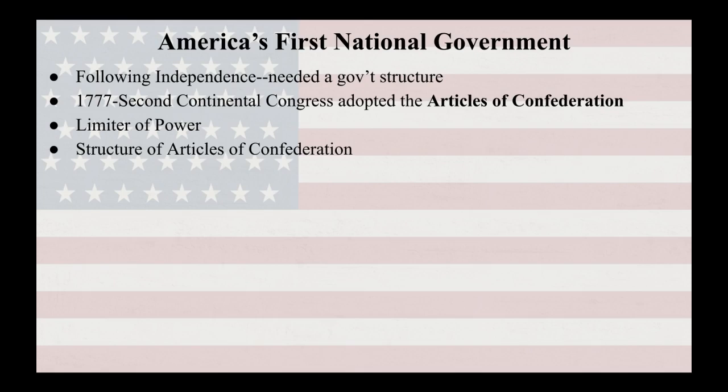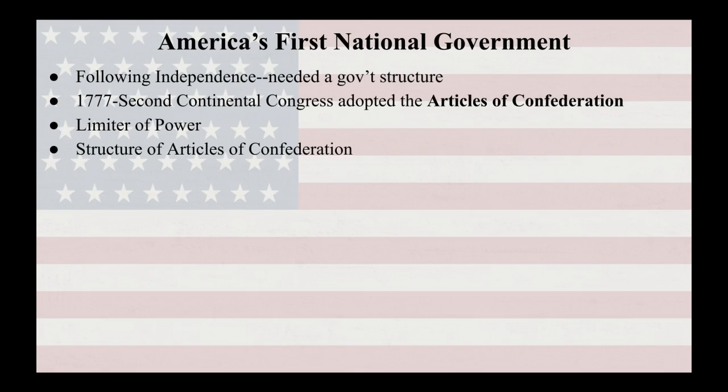Members of Congress were delegates who essentially answered to their respective states. They weren't beholden really to the central government. They were really beholden to their states, and so they were to be chosen by state legislatures. They could be recalled by the states if necessary and immediately, and each state, regardless of size, had one vote.